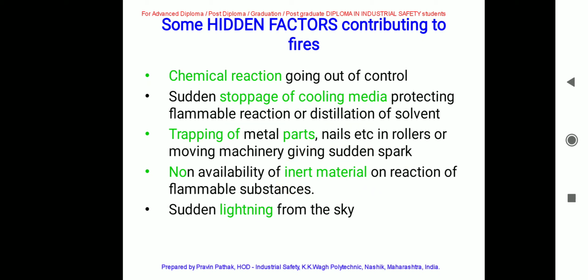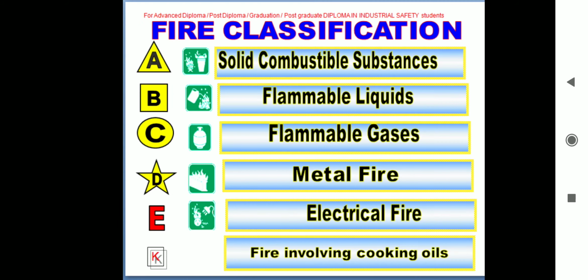Then sudden lightning from the sky. Lightning is a natural process, we can't control this, but we can arrange some lightning arrestors, etc. to avoid or minimize the losses from lightning. So these are some hidden factors. Now we know what is meant by fire, what the fire elements are, what the fire triangle is, what the fire tetrahedron is, and the common or hidden factors contributing to fire.